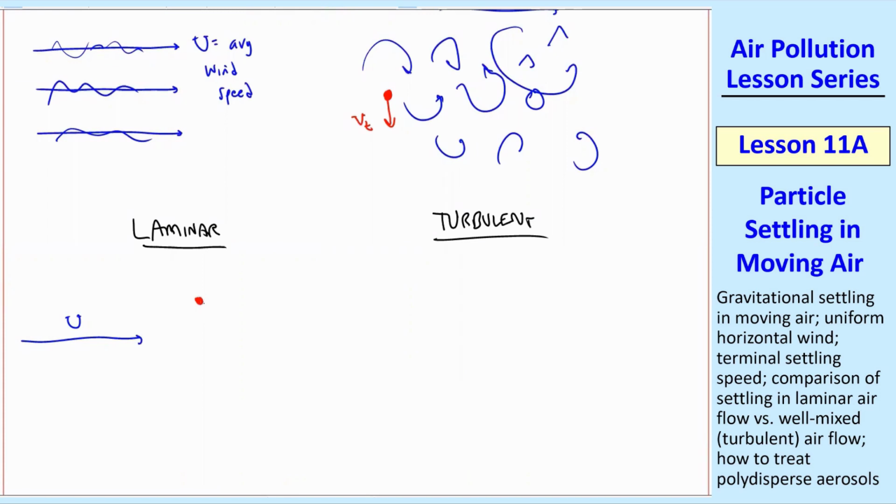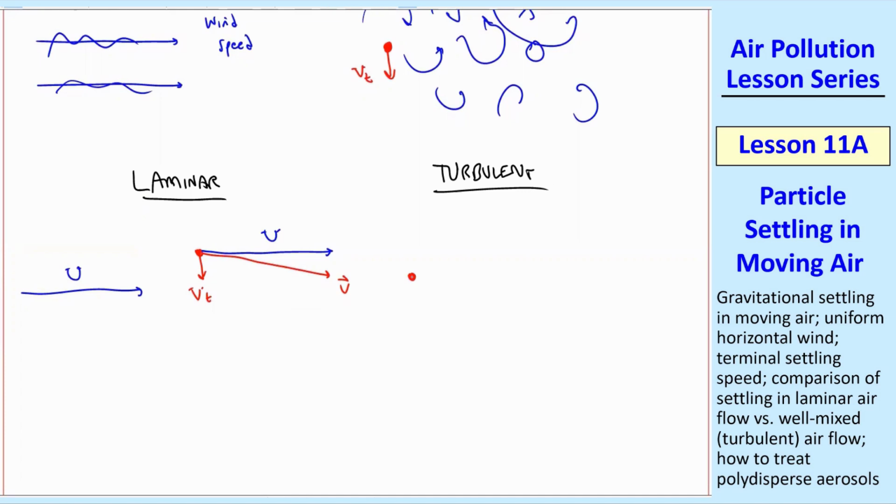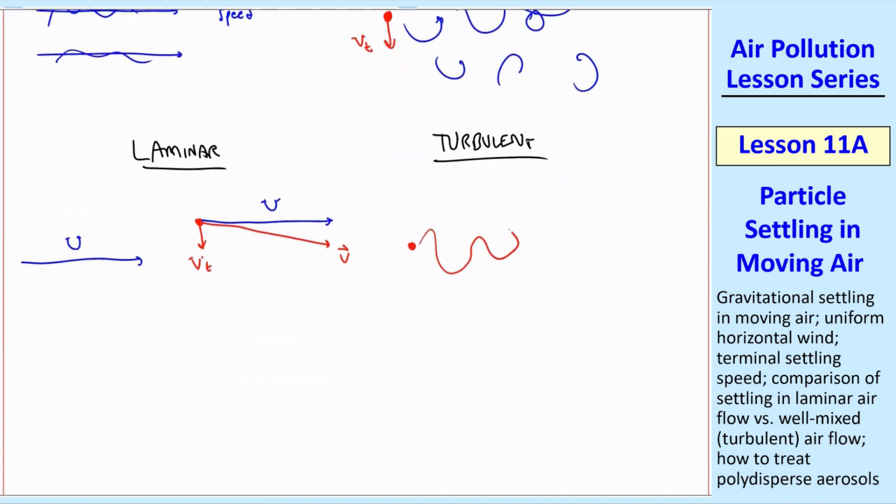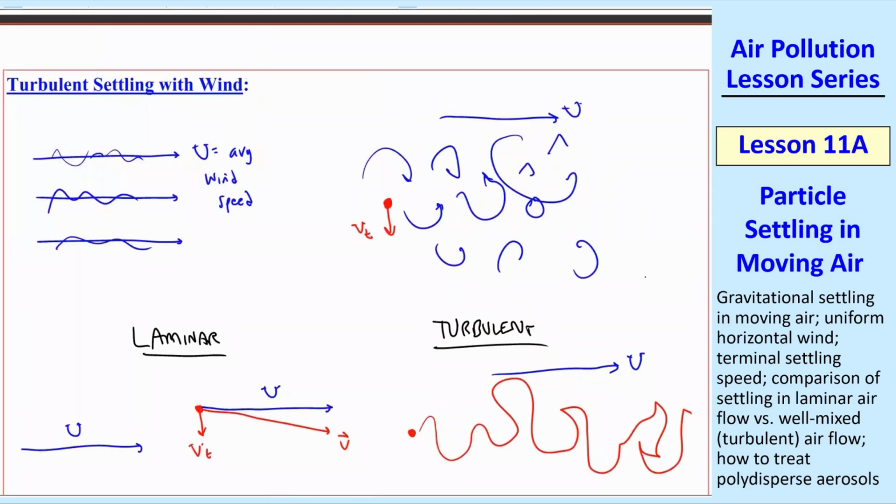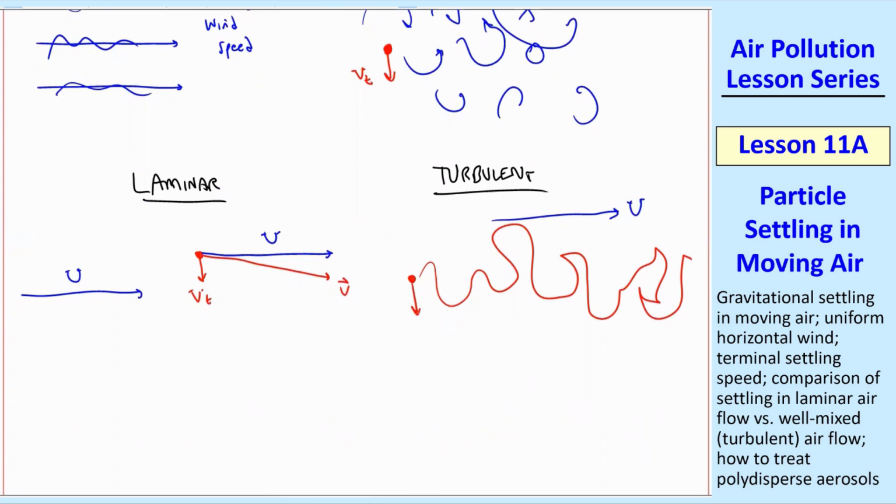Well, the laminar case, we know that it's just going to fall at vt, as we just described, and it's going to move at capital U, and so it has an overall net v that's just down and to the right. For the turbulent flow, what's going to happen? Well, it's going to get caught up in some of these eddies, so its trajectory may look something like this, all kind of messed up. But the important thing is that on average, it's still going to move at speed U to the right, because that's what the wind is doing. And on average, it's still going to fall at speed vt due to gravity.